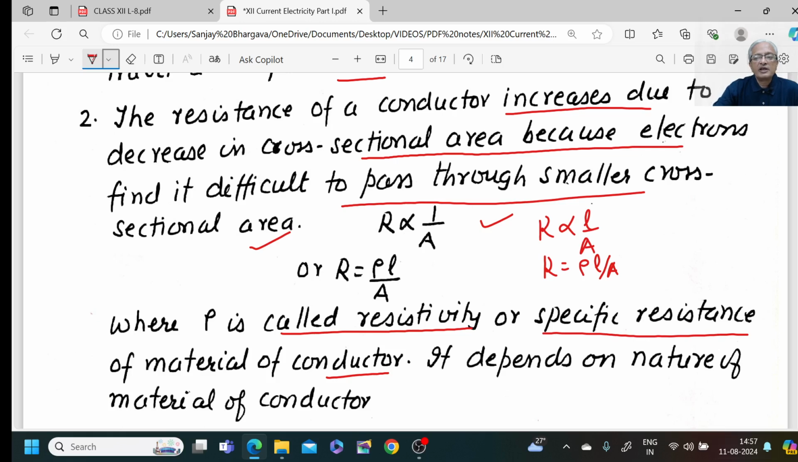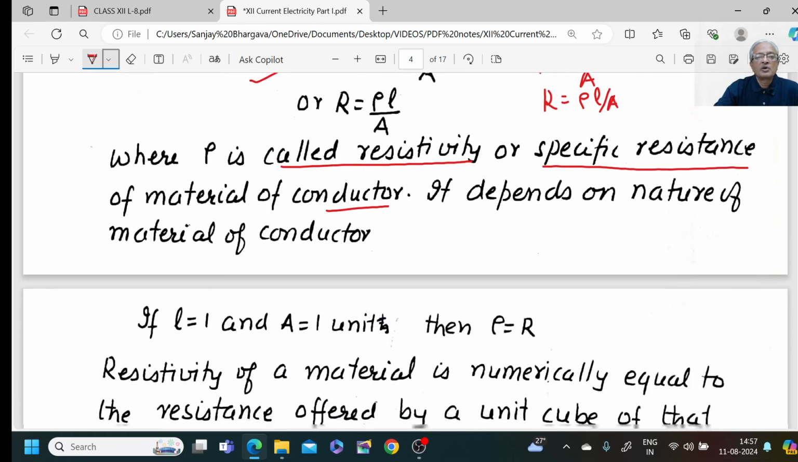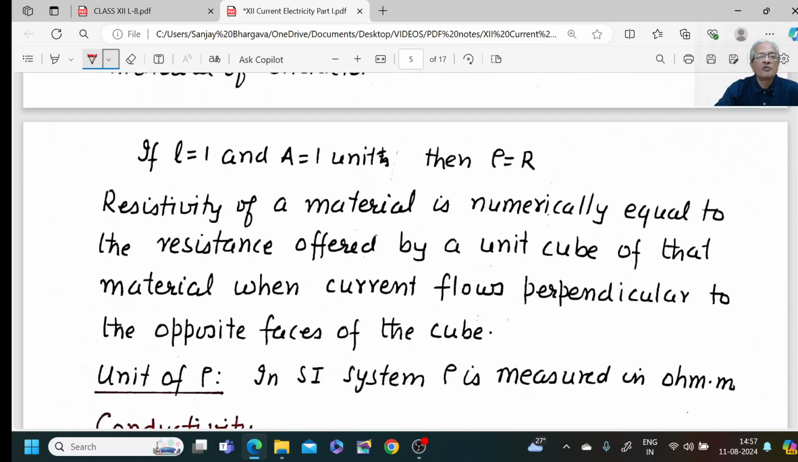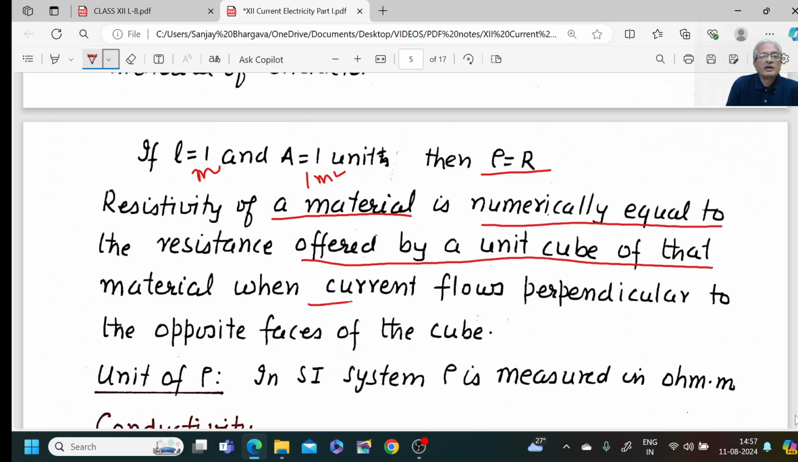What does resistivity depend upon? Resistivity depends on the nature of the material of a conductor. If we choose L equal to 1 meter and A equal to 1 meter square, then rho would be equal to R. So what is resistivity? Resistivity of a material is numerically equal to the resistance offered by a unit cube of that material when current flows perpendicular to the opposite faces of the cube.